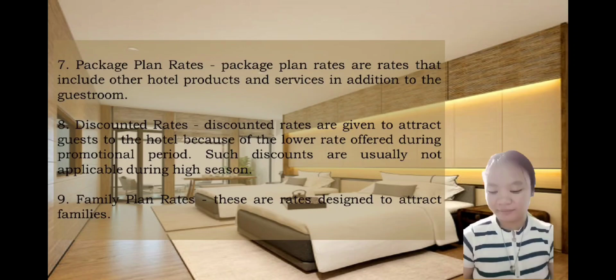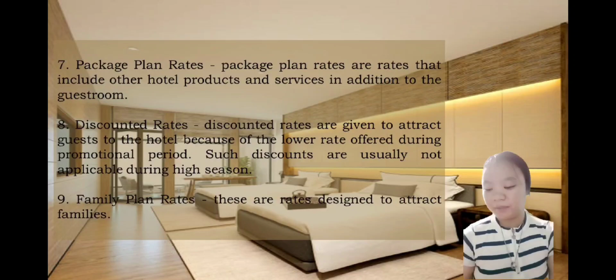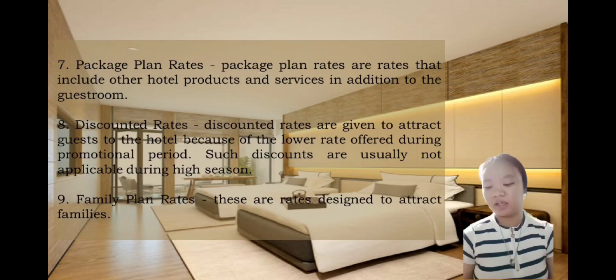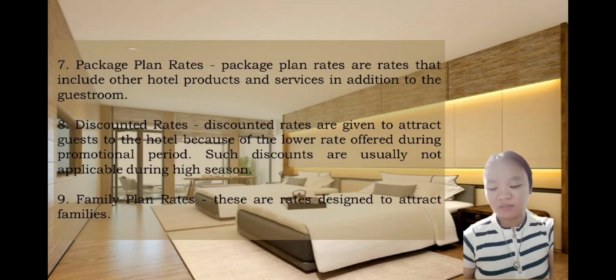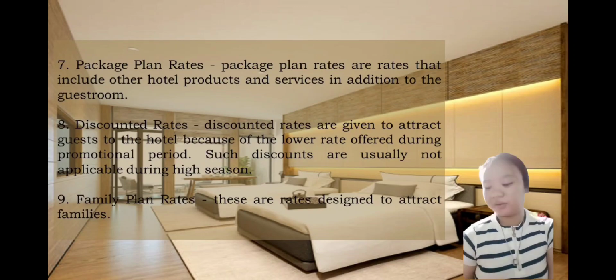Number 9. Family plan rates. These are rates designed to attract families. Hotels with family plan rates do not charge for a child or children under a certain age staying in a room, without request for an extra bed, with their parents. For example, children under 2 years of age might stay for free and children under 12 years of age might be charged at 75% of the room rate.